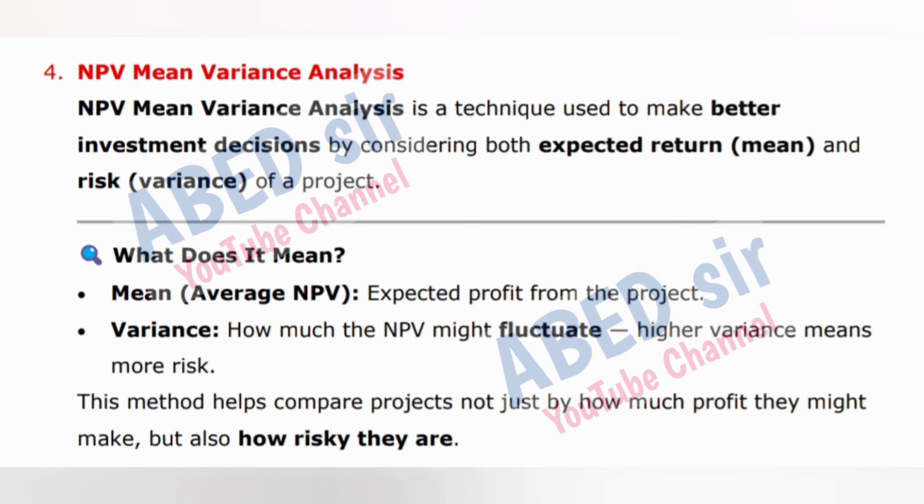NPV mean variance analysis. NPV mean variance analysis is a technique used to make better investment decisions by considering both expected return, mean, and risk, variance, of a project. What does it mean? Mean is the average NPV, the expected profit from the project. Variance is how much the NPV might fluctuate. Higher variance means more risk. This method helps compare projects not just by how much profit they might make, but also how risky they are.